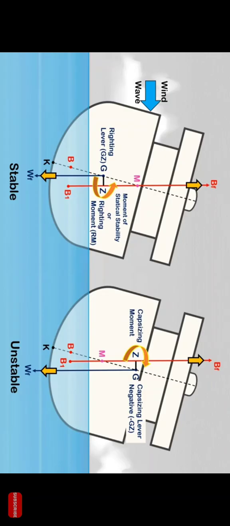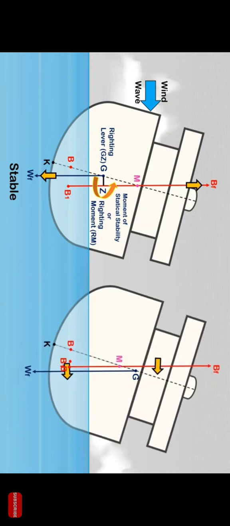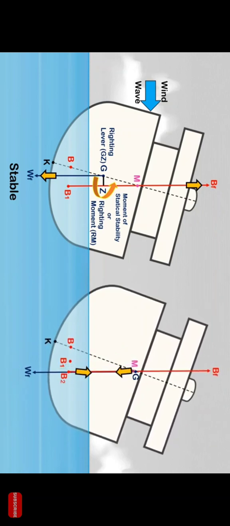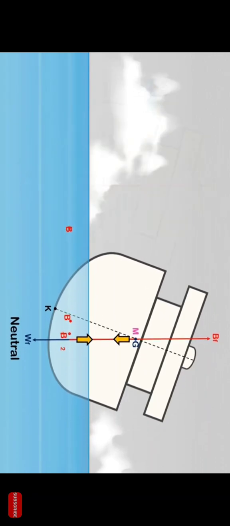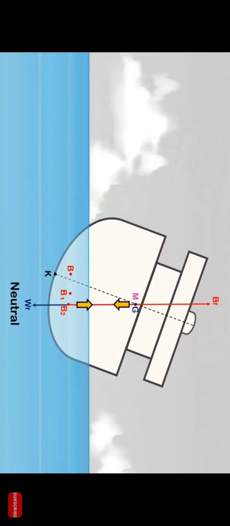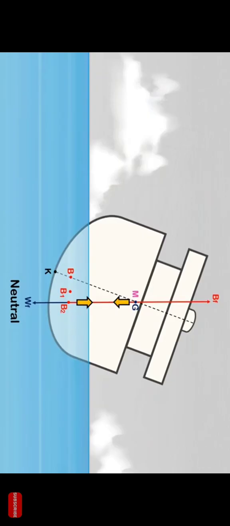But this moment will not capsize the ship. It will only tend to heel the ship further until the ship's center of buoyancy is directly above the ship's center of gravity. In this state, the ship is now in neutral condition. Assuming that the ship is floating in still water without any external forces, she will remain in this position since no righting lever or capsizing lever exists. If there is no righting or capsizing lever, there is no moment that will bring the ship back to her upright position, or no moment that would tend to heel her further.